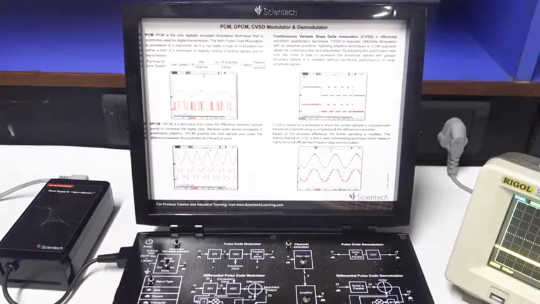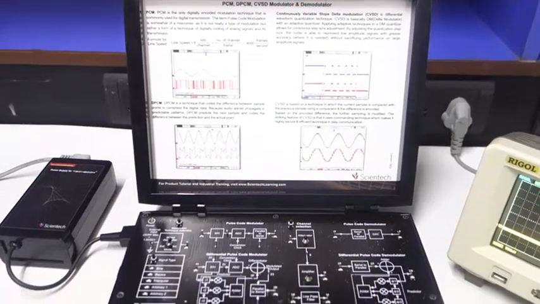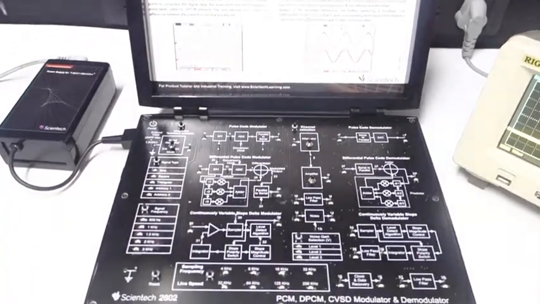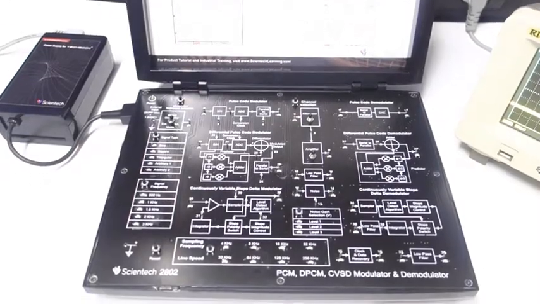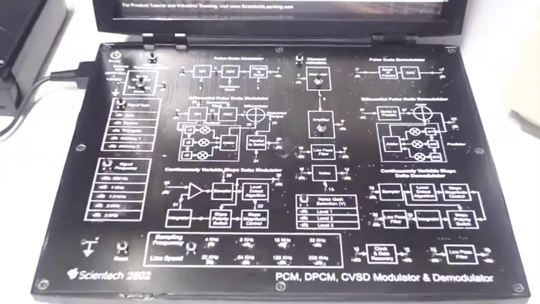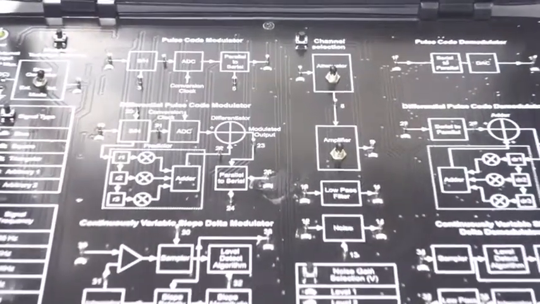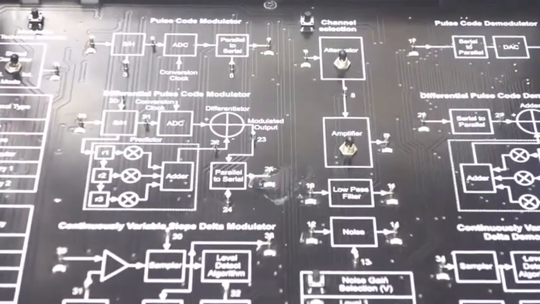Scientech 2802 includes pulse code modulation, differential pulse code modulation and continuous variable slope delta modulation techniques. Analyze different transmission effects like attenuation, amplification and filtration.